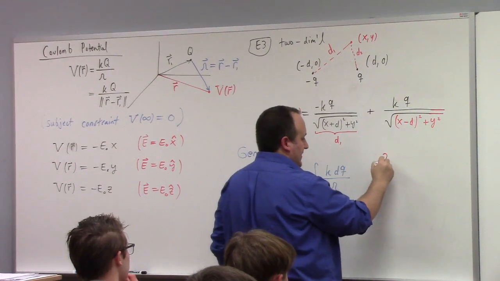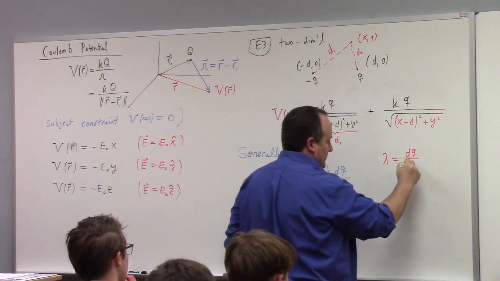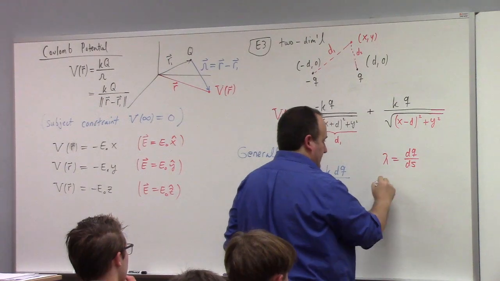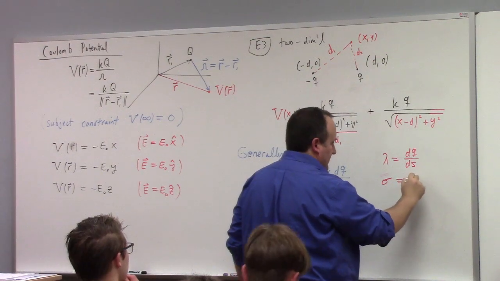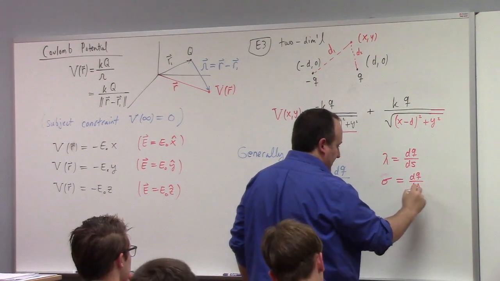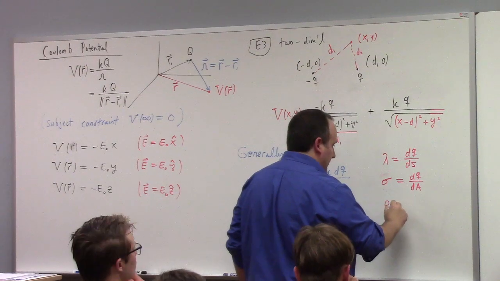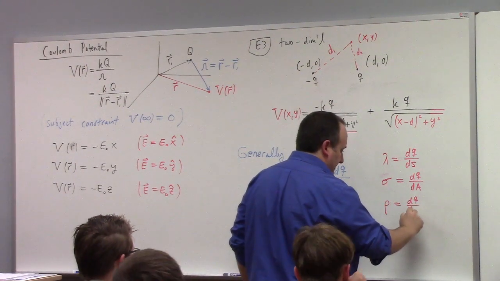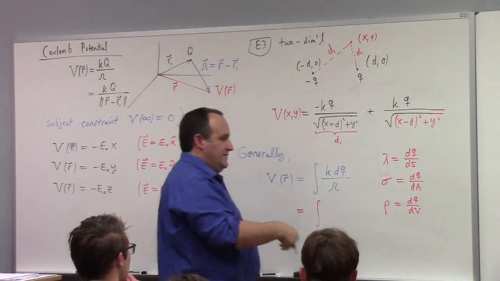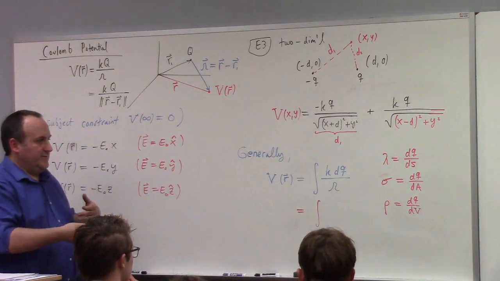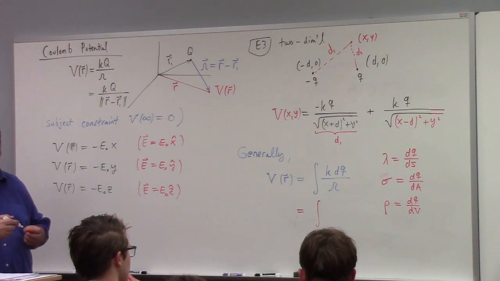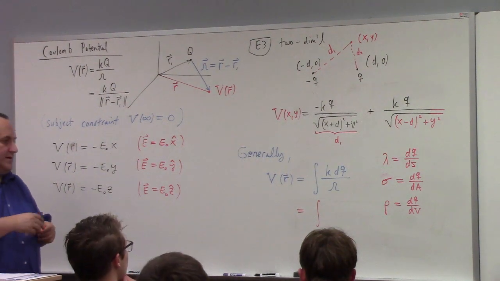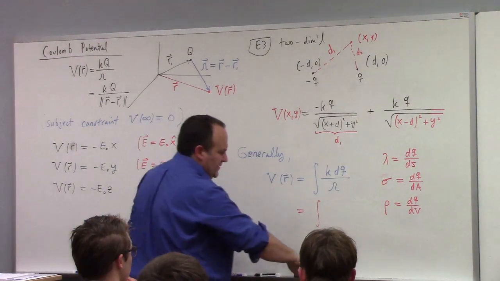What I'm trying to say is lambda could be dq/ds, where we're talking about arc length. Or we could have a surface charge, which would be dq/dA perhaps for an area, or we could have a density rho, which would be dq/dV, right? And so depending on which kind of thing we're doing, we'd write dq as lambda ds, or dq as sigma dA, or dq as rho dV, and we'd proceed accordingly.